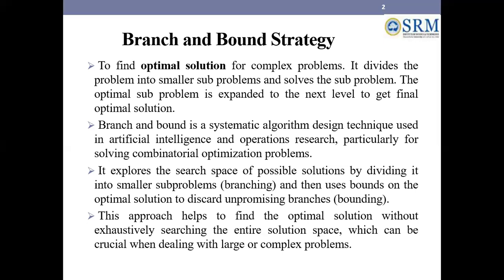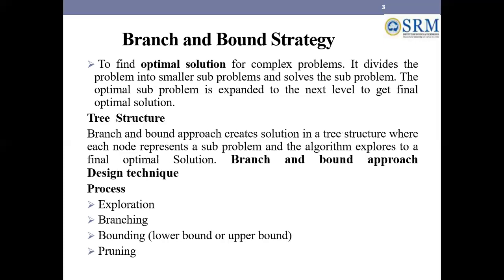And this approach helps to find optimal solutions without exhaustively searching the entire solution space, which can be crucial when dealing with large complex problem. If the problem is too complex, if you are searching all the possibilities, it will take more time. That is exponential time complexity. To avoid this, we can expand the problem in multiple levels. At each and every level, the optimal solution is selected. That's called local optimal. That can be explored to the next level.